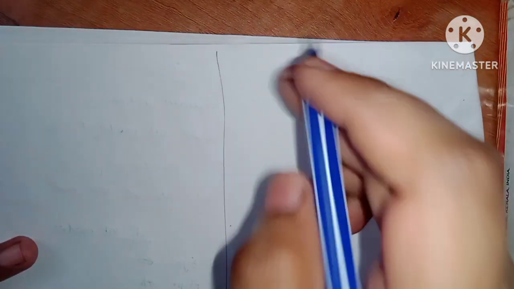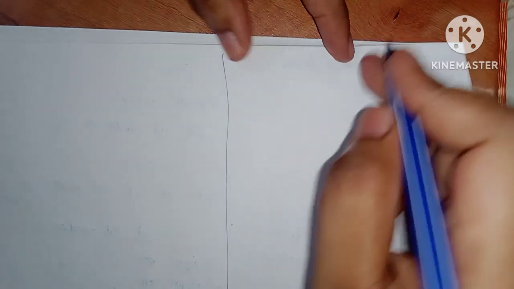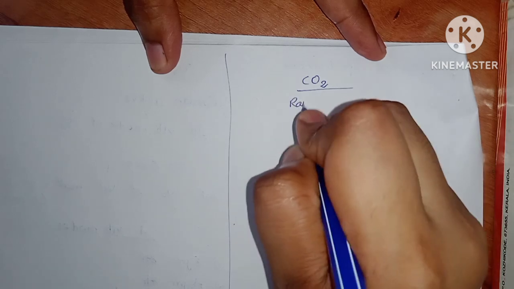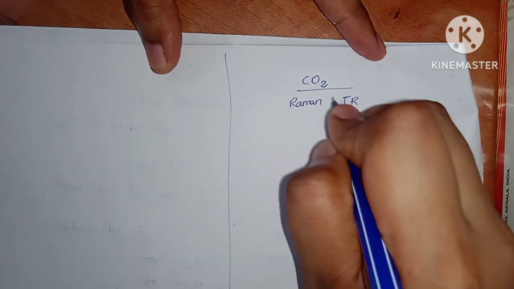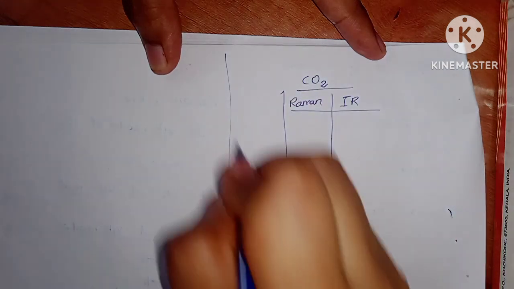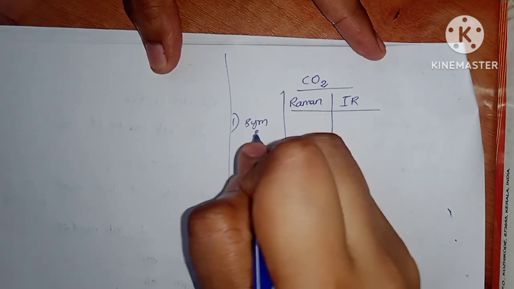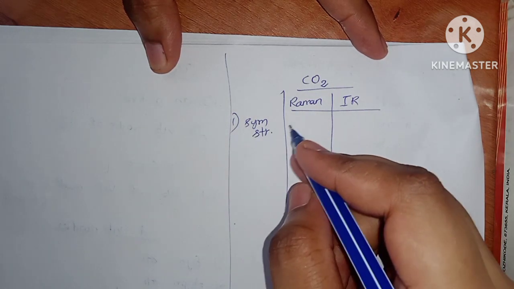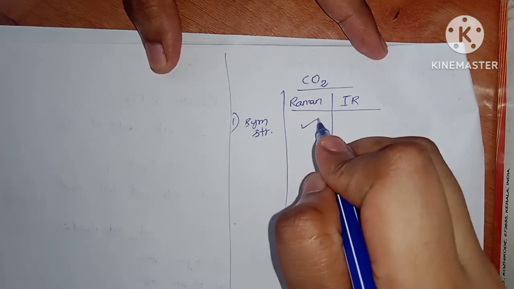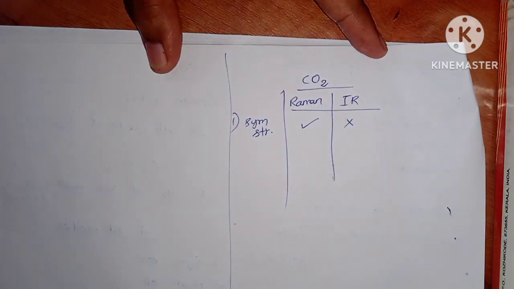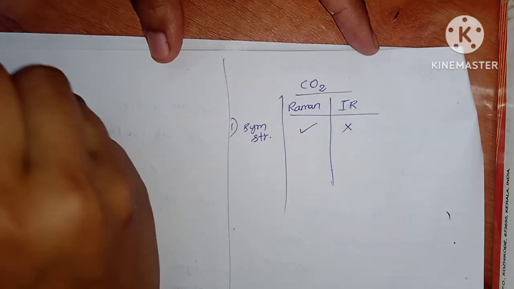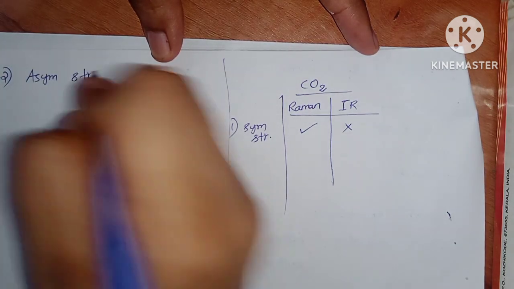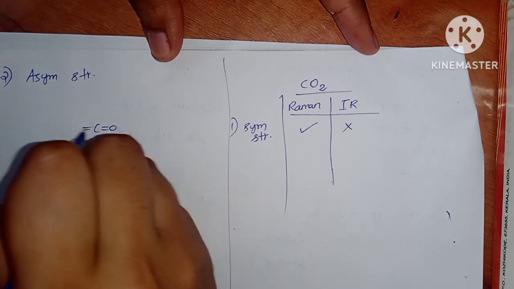So if we sum up the IR activity and Raman activity of the CO2 molecule, we are comparing its Raman activity and IR activity. First we took the symmetric stretching mode of vibration. We saw that during the symmetric stretching the molecule is Raman active and IR inactive. Now we are taking the second mode of vibration, that is asymmetric stretching. In asymmetric stretching we know that this is the midway structure.